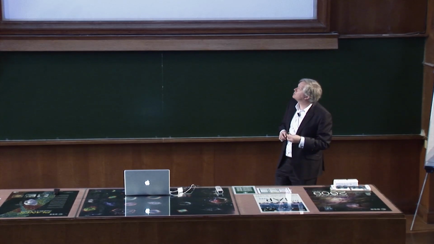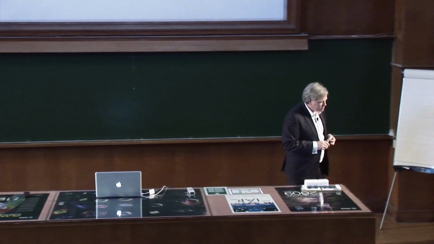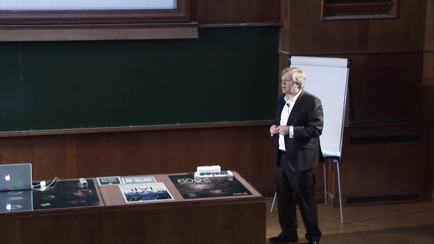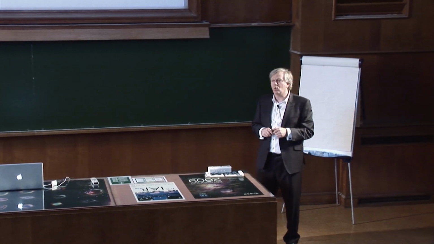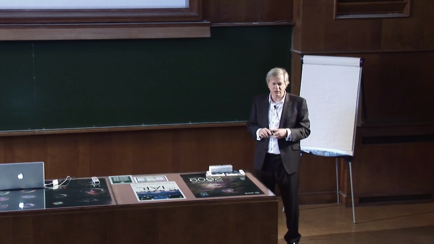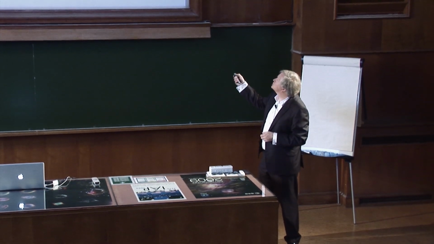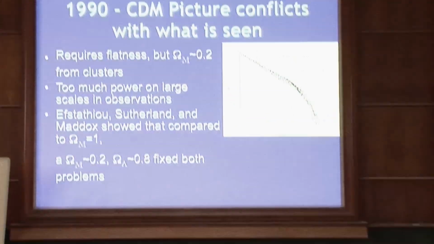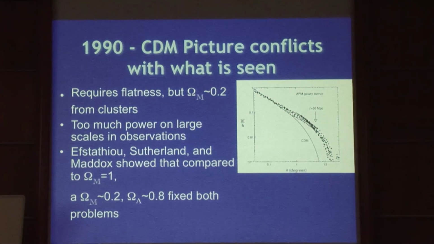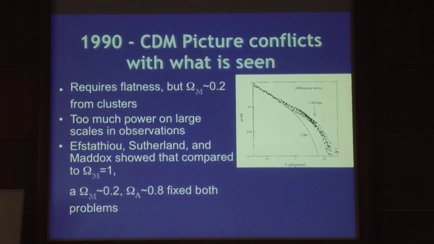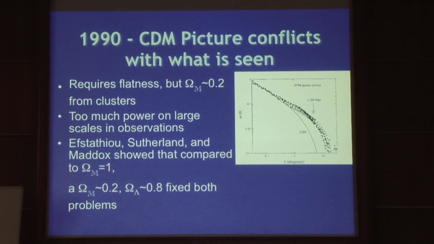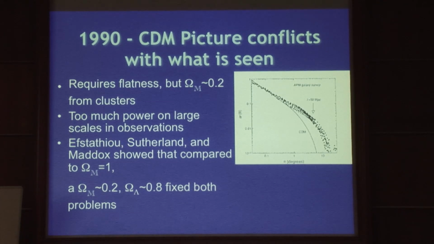But by 1990, there were some problems. The first measurements of large-scale structure were made, and it was realized that an omega matter equal 1 universe with a reasonable Hubble constant really didn't match the large-scale structure. There was too much structure on large scales compared to the observations. And so there were problems. People were scared that maybe this idea of CDM was dead.